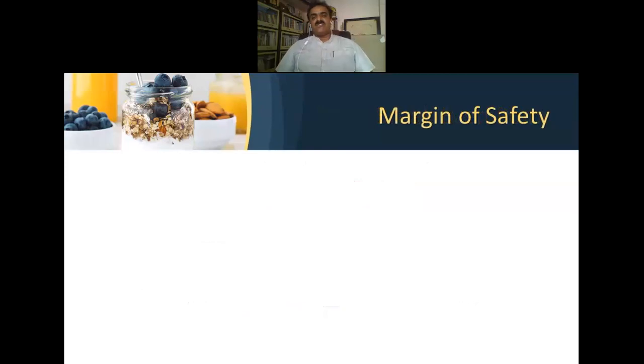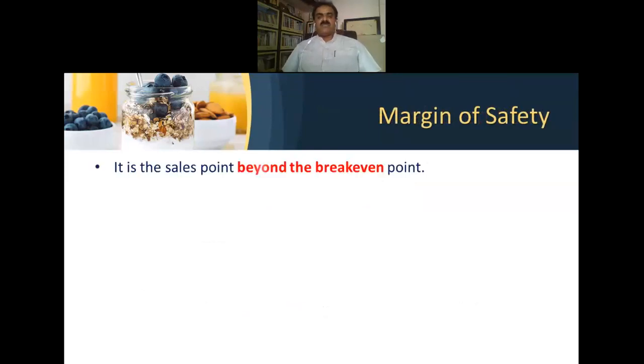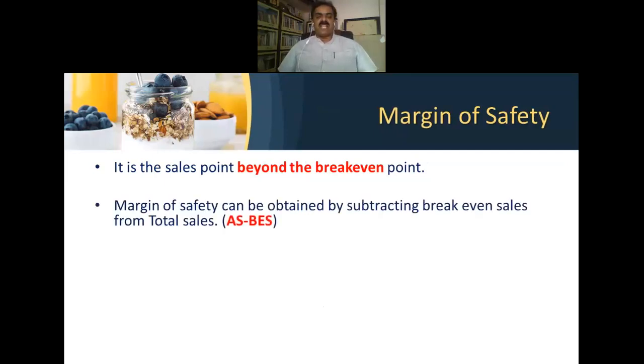Next is margin of safety. What is this margin? Margin of safety is the point beyond the break-even point. Break-even point means there is no profit, no loss. If the sales revenue crosses beyond the break-even level, that region beyond is called the safety level, the profitability position or profit area.